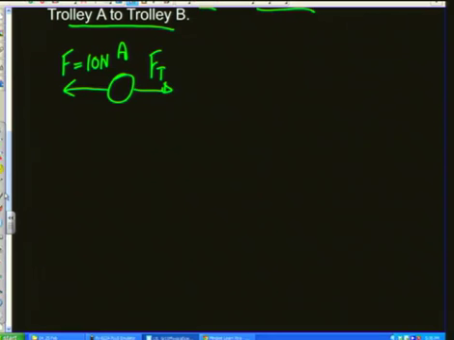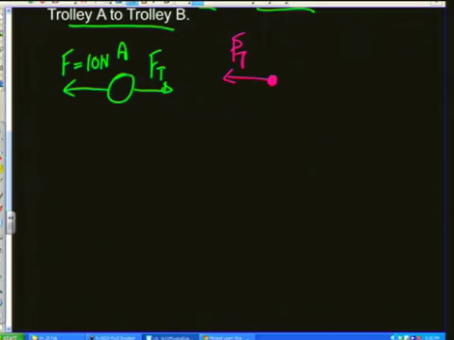If I now look at trolley B, and I want to change the color of my pen, assuming that this was a frictionless surface and we're not having any friction, we're going to say that the force on B was only to the right, and it was the force of tension. So let me just correct that. It's the force of tension applied in the opposite direction.